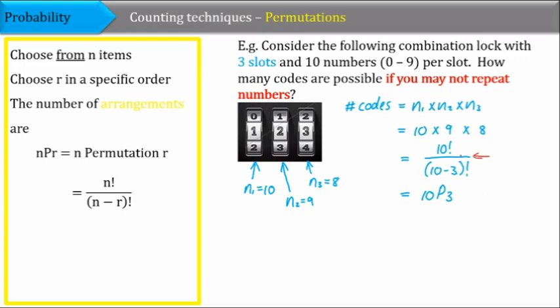Now, you'll see that I've written it in this way over here, 10 factorial divided by 10 minus 3 factorial, because this calculation over here is called a permutation.